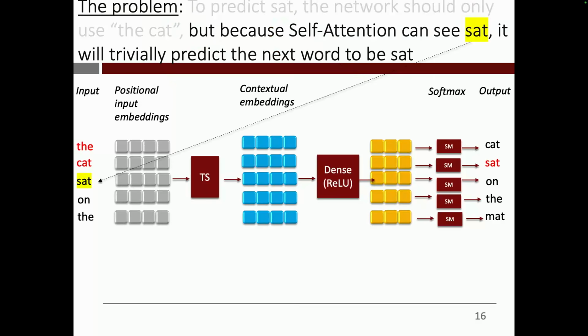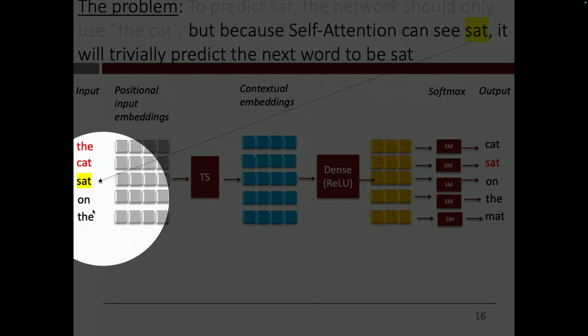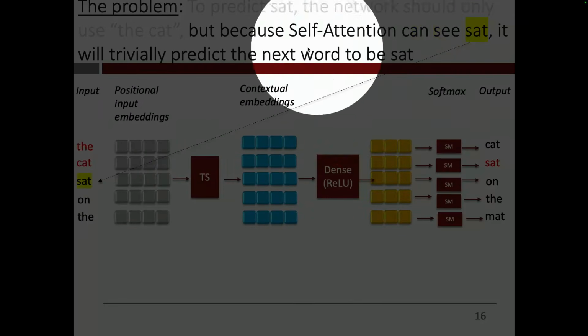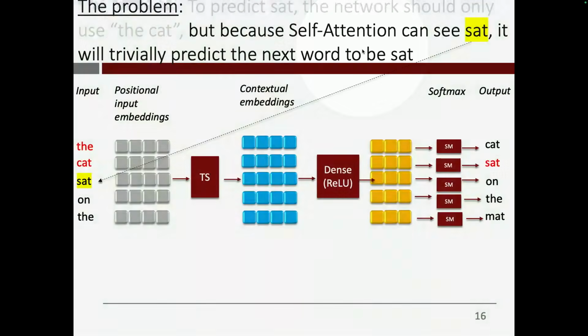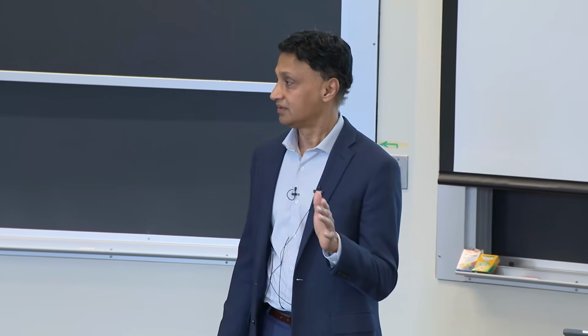However, because self-attention can see "sat", it can see this next word, it will trivially learn to predict the next word to be "sat". Right? There is no challenge for it. So this is the key problem with just using the transformer as is.